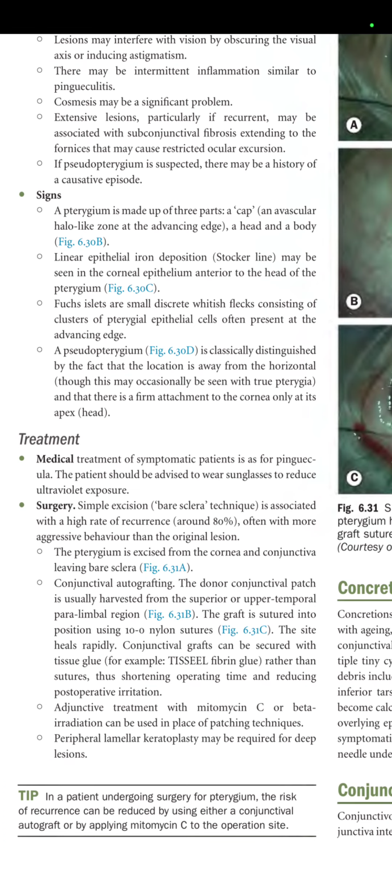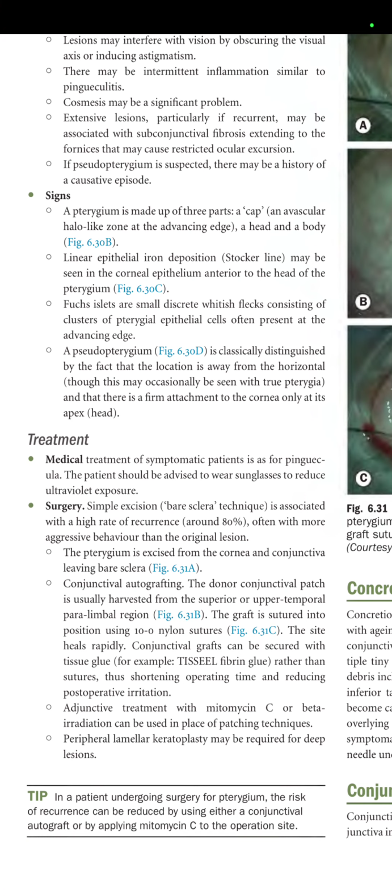Medical treatment of the symptomatic patient is as for the pinguecula. The patient should be advised to wear sunglasses to reduce ultraviolet exposure. Surgery: simple excision, the bare sclera technique, is associated with a high rate of recurrence, around 80%, often with a more aggressive behavior than the original lesion. The pterygium is excised from the cornea and conjunctiva, leaving bare sclera.